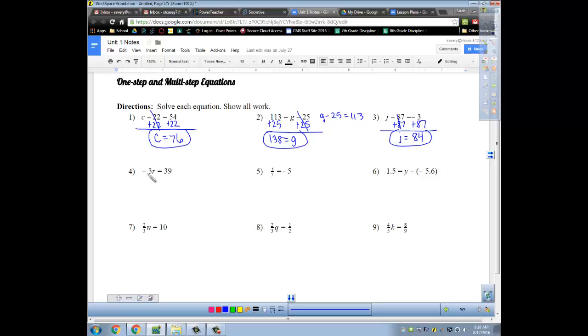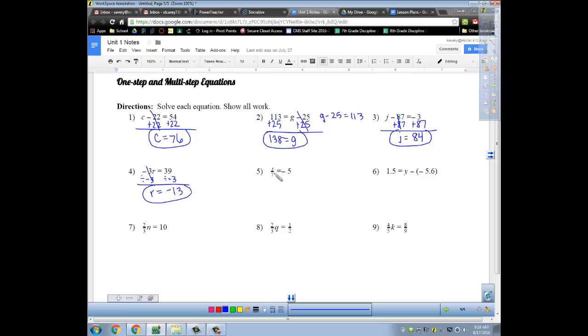Number 4, this says negative 3 times r, so the opposite of times is to divide, so I'm dividing both sides by negative 3. You can write this using a division symbol, or you can put a fraction bar line to say divide. I will do it both ways, so whatever you prefer. So this negative 3 will cancel. We're left with r equals, and 39 divided by negative 3 is negative 13.